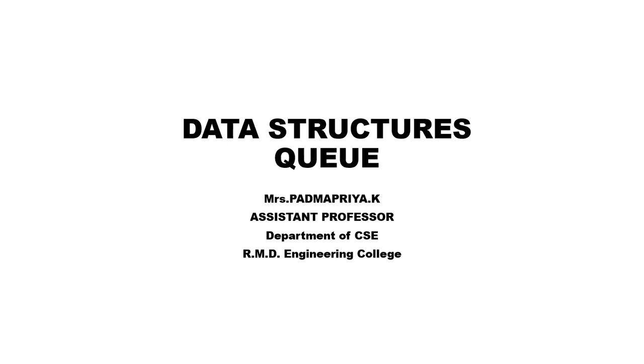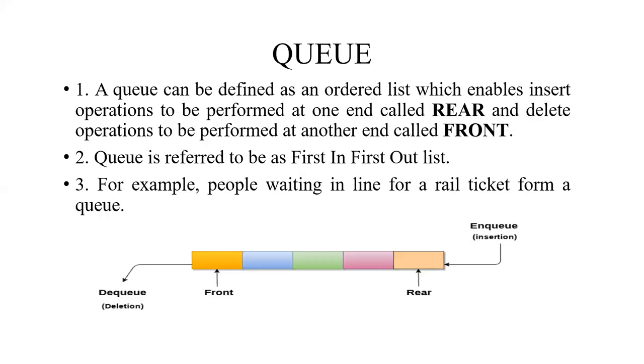Today we are going to see the topic queue under the subject data structures. A queue can be defined as an ordered list which enables insert operations to be performed at one end called rear and delete operations to be performed at another end called front. So queue is referred to as first in, first out list.